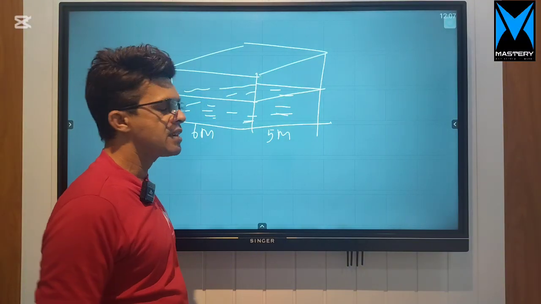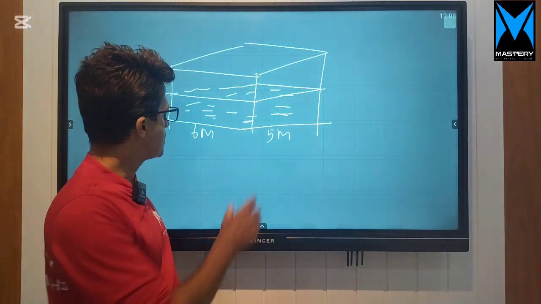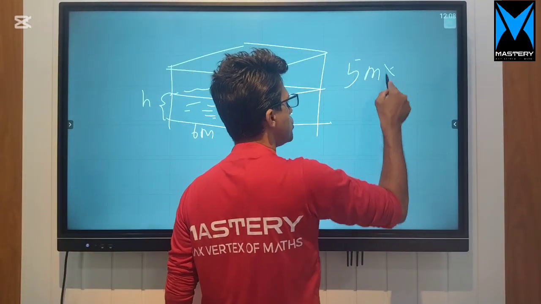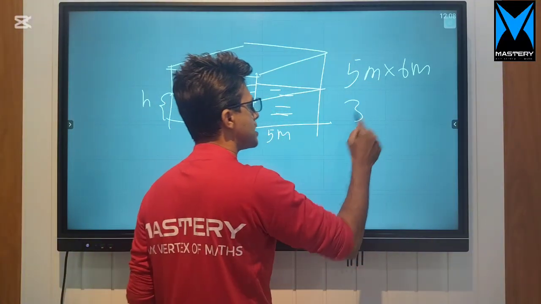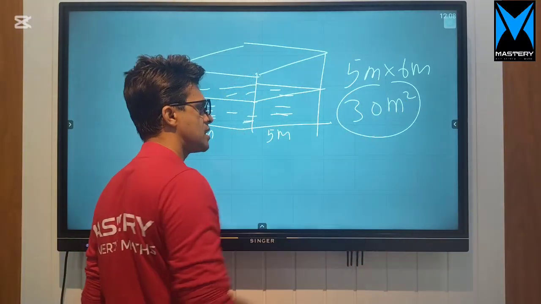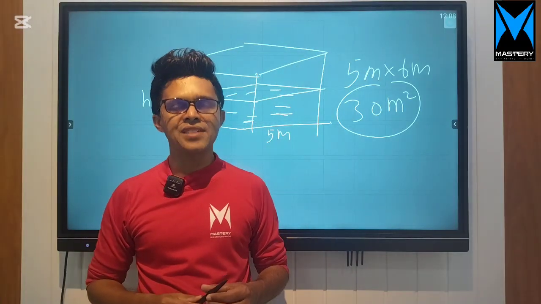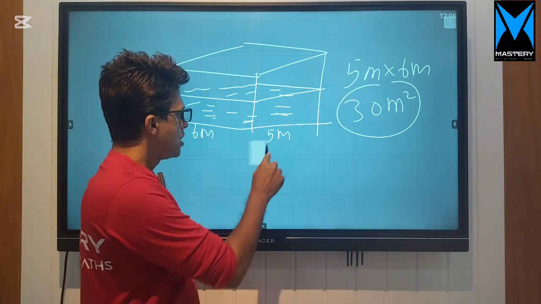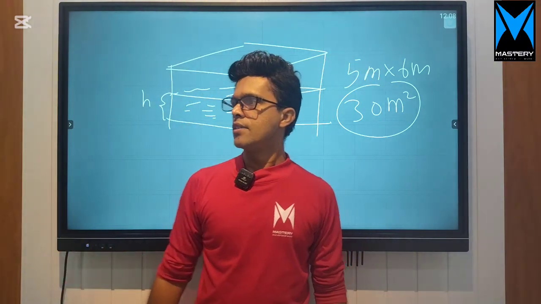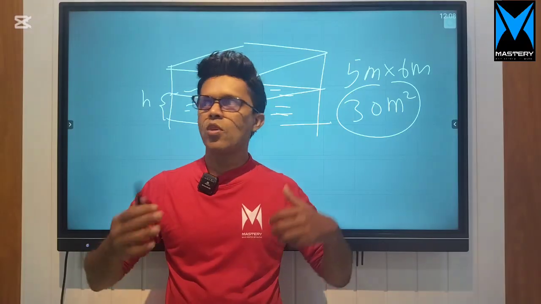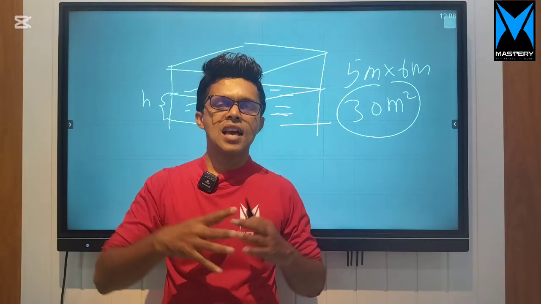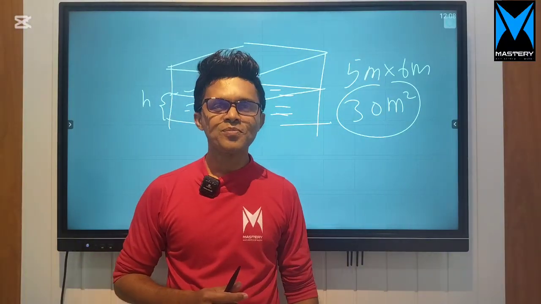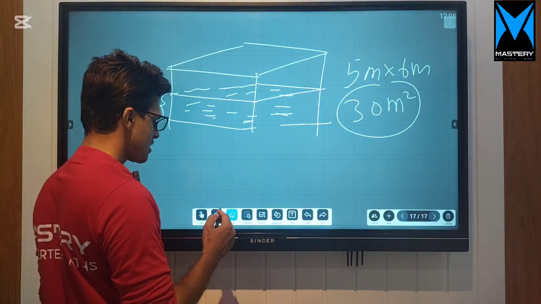Then the other given data: when you multiply these values, 5 times 6, you get 30 square meters, which is the area of the base of this container. Most probably in questions, the length and breadth are not given. What's mentioned in the question is that the base area of the container is 30 square meters.